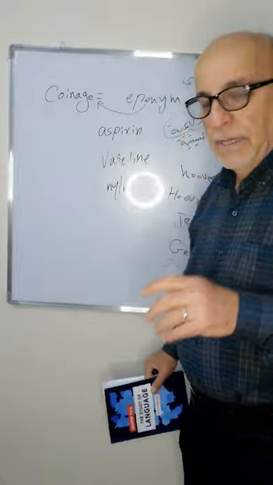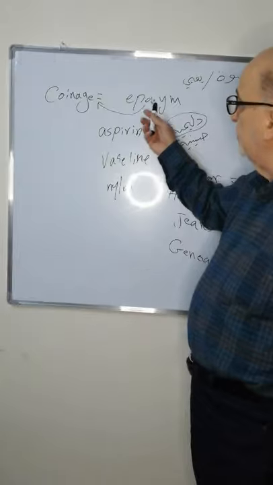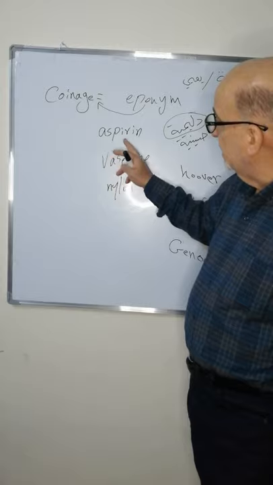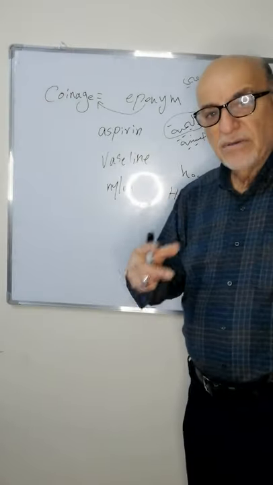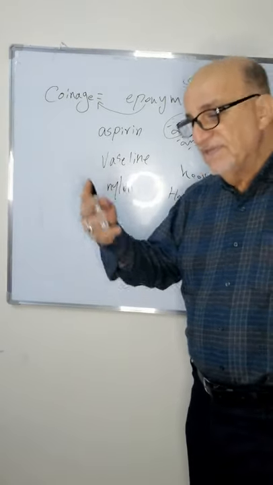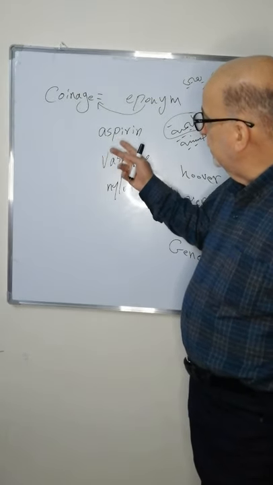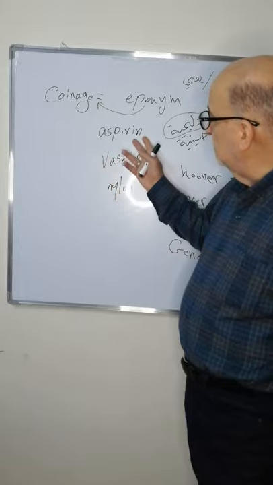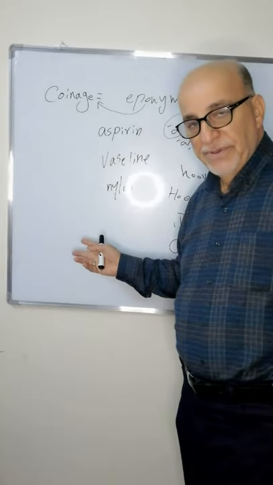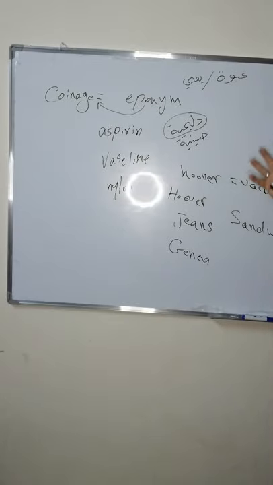Now, eponym is also discussed under coinage. But coinage, with examples like aspirin, Vaseline, nylon, these did not exist before. Scientists brought them into existence after the invention of this drug, medicine, ointment, or material. So these are totally new. These others are not totally new. They already existed.